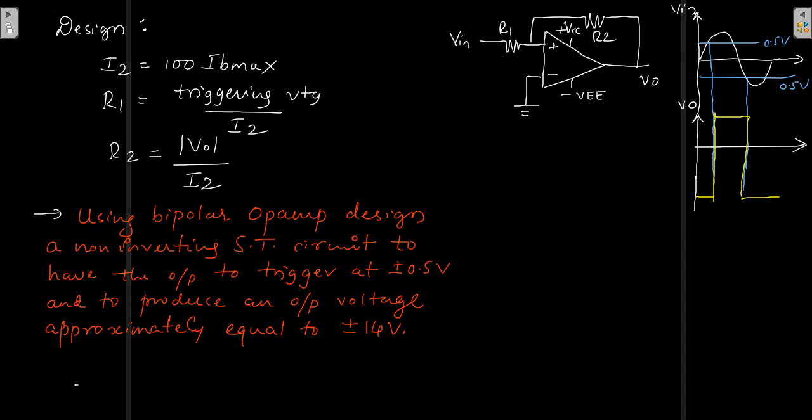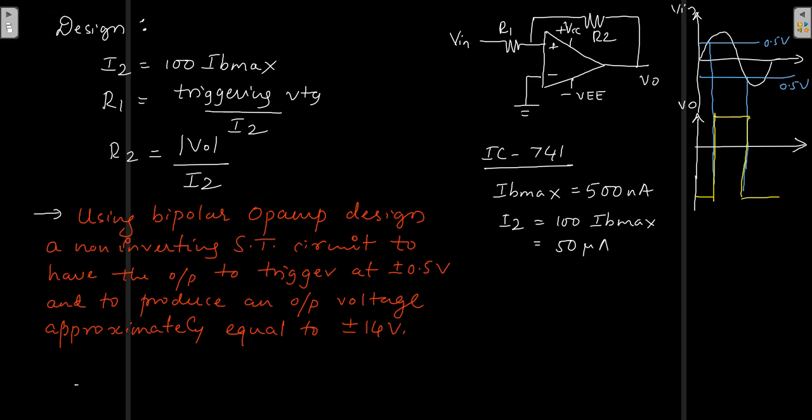So using bipolar op amp, let us take IC741, because nothing has been mentioned about which bipolar op amp you have to choose. So once I take IC741, quickly, what is the value of IB max for IC741? 500 nanoamperes. Good. So you have your I2 as 100 times IB max, so it becomes 50 microampere. This we have seen several times. Correct or not?